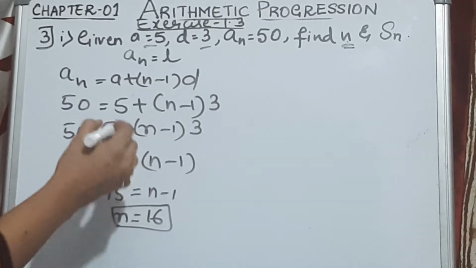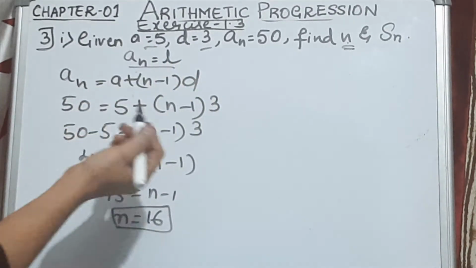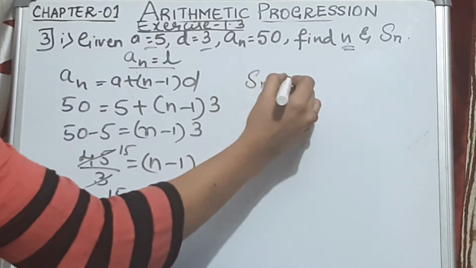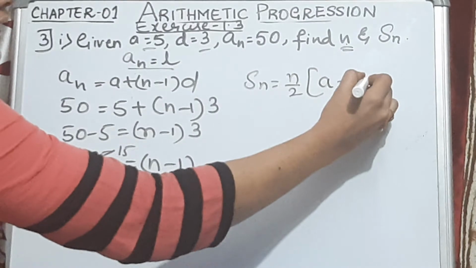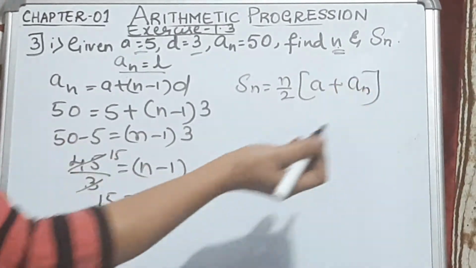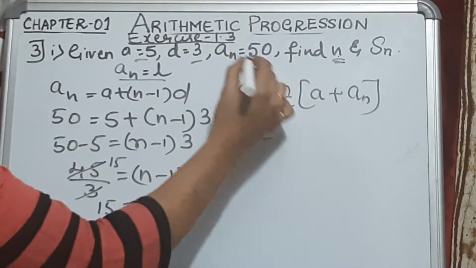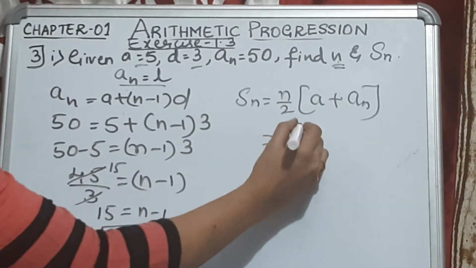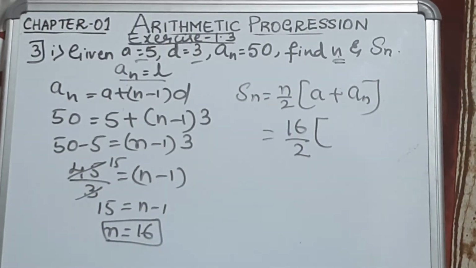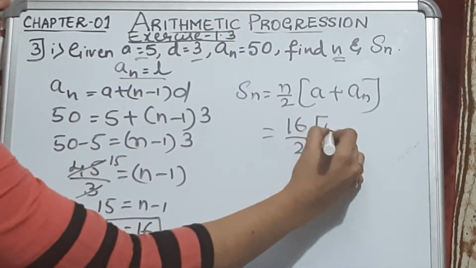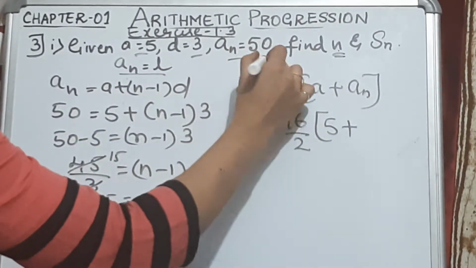Again, n is equal to the last term, and nth term and last term we can take the same. Now Sn is equal to n by 2 into (A plus An). A plus L also we can write. Now n is how much? N we found out now: 16 by 2. A is how much? 5. An is already given, L and An are both the same, 50.